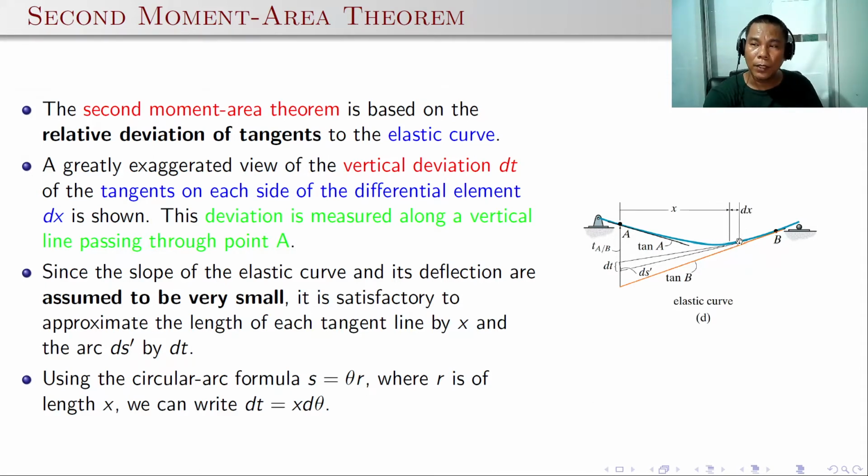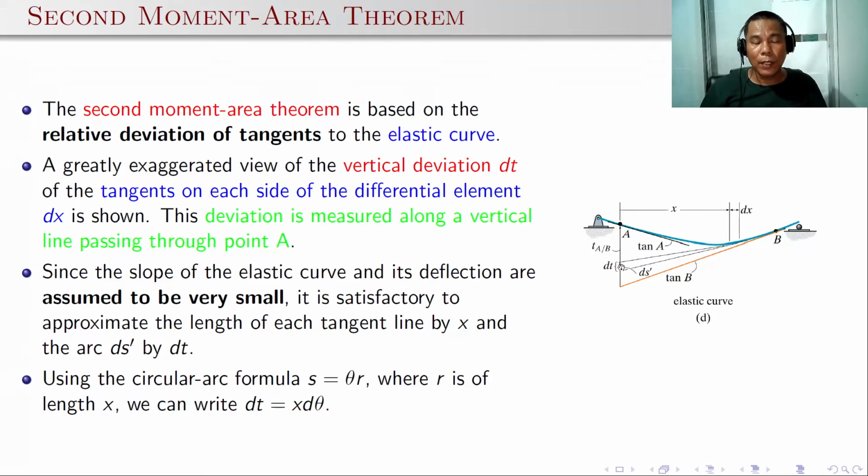Here, if you draw the tangent line at the right side of the x, this is the tangent line, and another tangent line at the left side of the x, this one. The vertical distance between these two tangents is what we call the vertical deviation, d sub t. This deviation is measured along a vertical line passing through point A, this one. So from this portion going to point A.